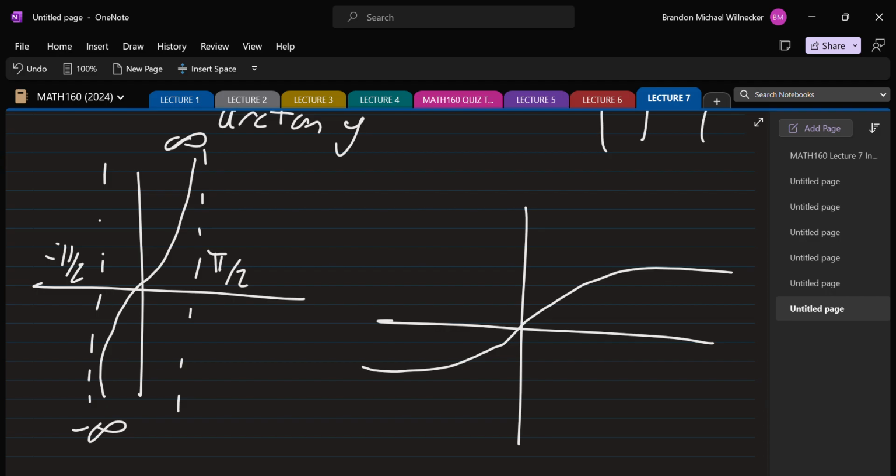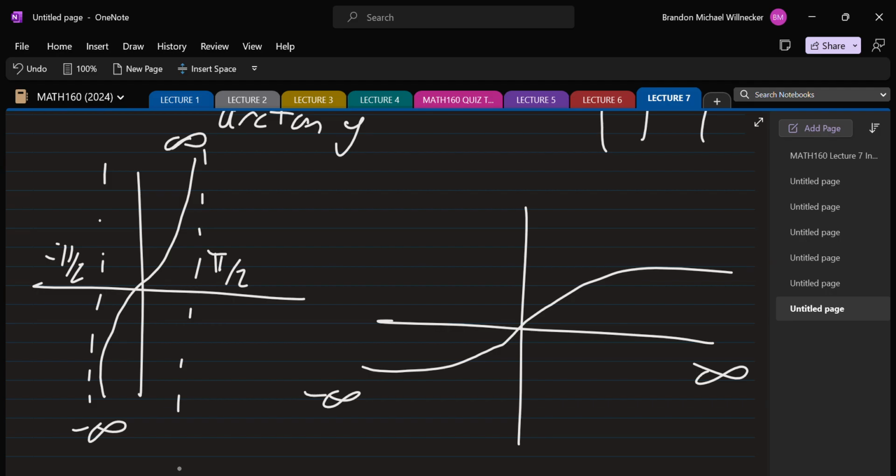Everyone sees it. That's fine. Okay, you're going to be sketching these, so if you don't see it, please let me know. Okay, so we've got this. Now the domain will be minus infinity to infinity. Why? Well, that target was minus infinity to infinity, so this domain is minus infinity to infinity.